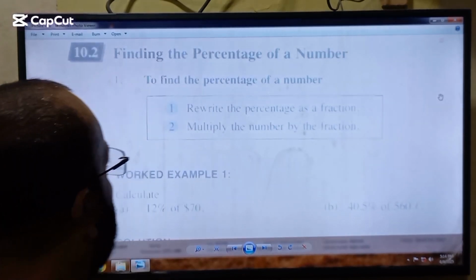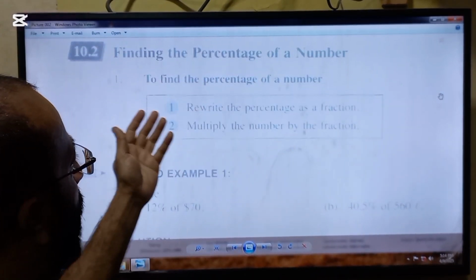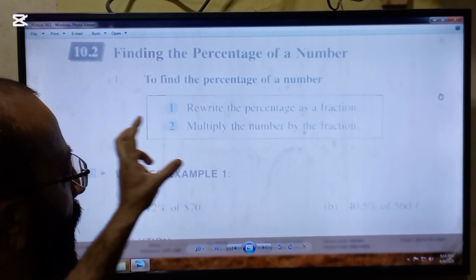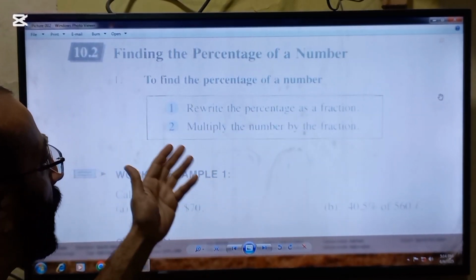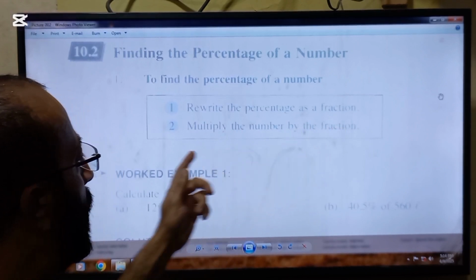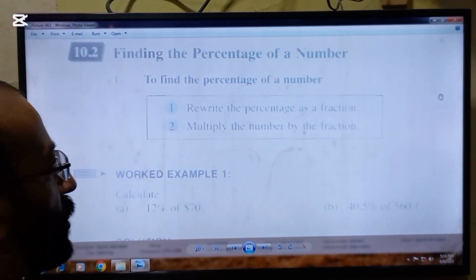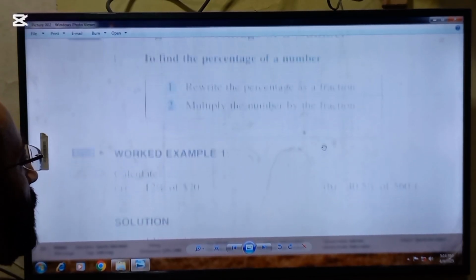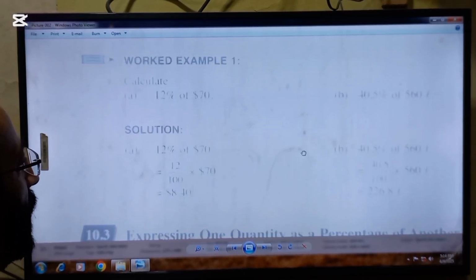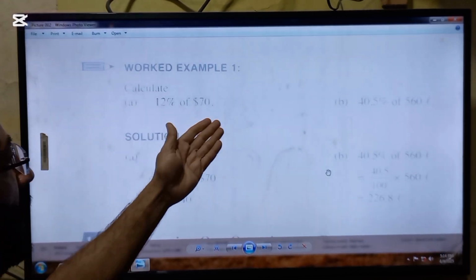The next type in the percentage is finding the percentage of a number. To find the percentage of a number, the steps to understand are: number one, rewrite the percentage as a fraction, and number two, multiply the number by the fraction. So here are some questions to understand and things will be more clear. For example, calculate 12% of 70.